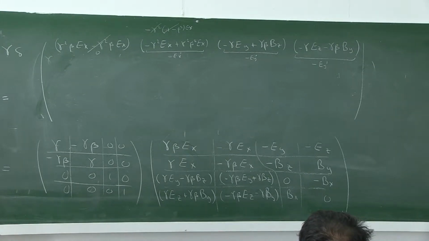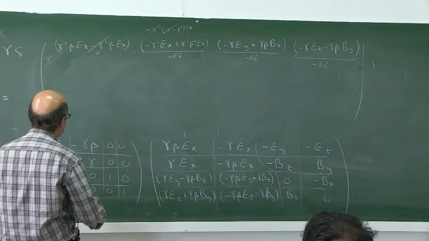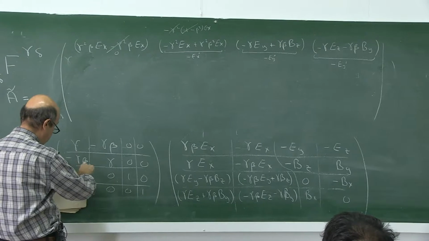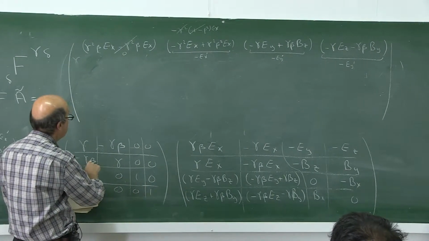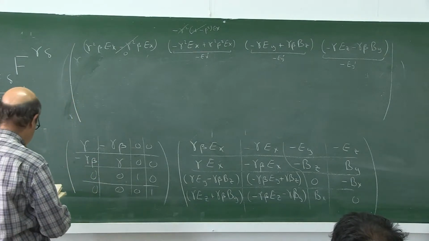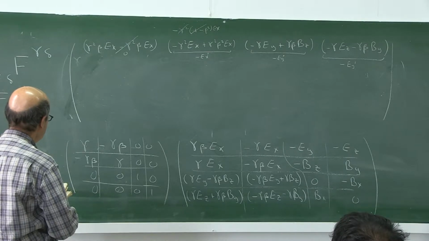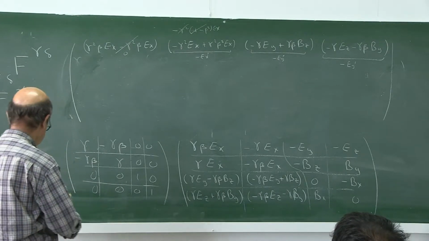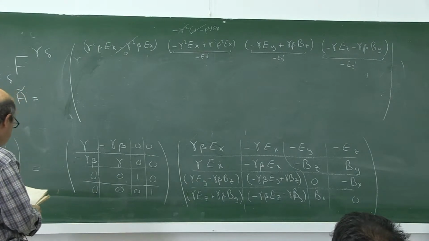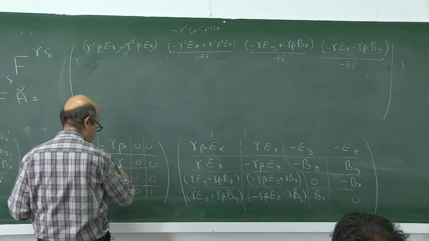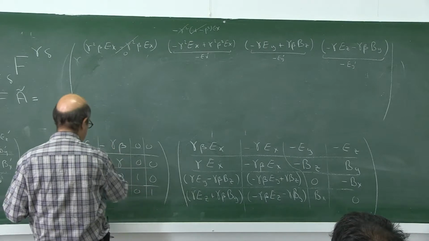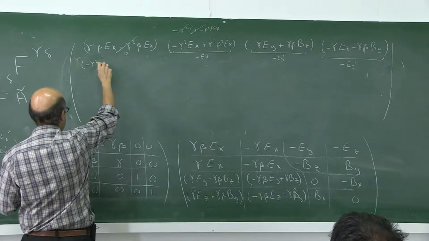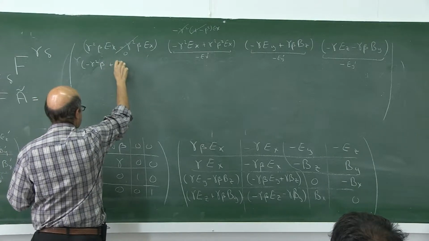So I'm not going to calculate all 16 of them because independently how many components? 6 components. But just to show you that the diagonal is okay, so it's anti-symmetric, let me show you the second row and the first column. What is the second row and the first column? Minus gamma square beta square Ex plus gamma square Ex.